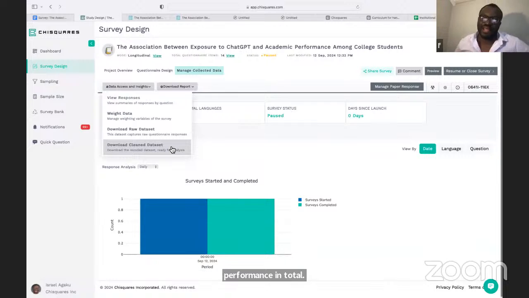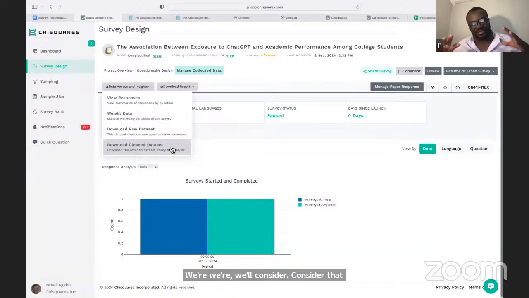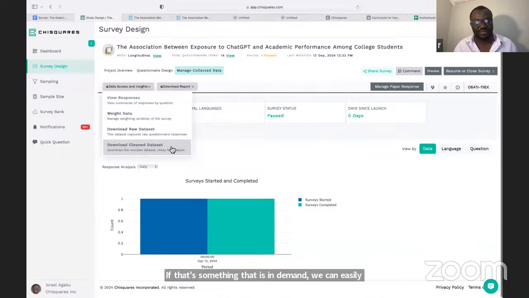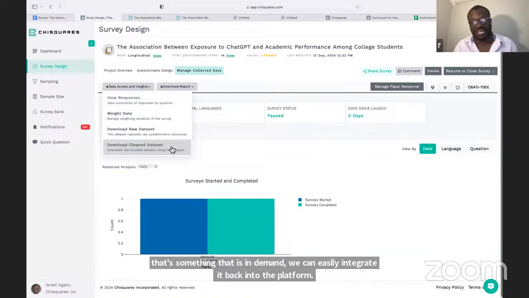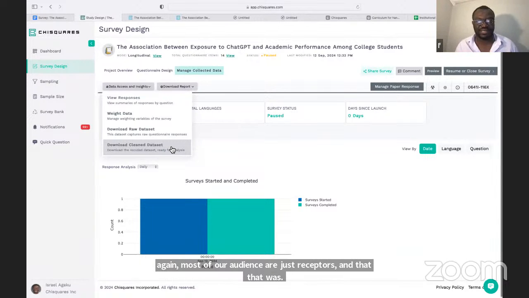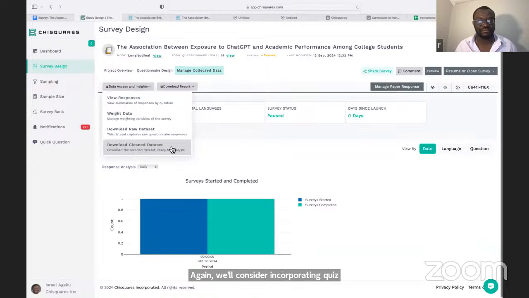Okay, yeah. We've considered integrating that, but since the Chisquares platform is more geared towards research, we decided that we'll prioritize other things. But if that's something that is in demand, we can easily integrate it back into the platform. So for now we do not support that, but it's a very low-hanging fruit. It's not challenging at all to build that. But again, most of our audience are researchers, and that was a bit tangential. We'll consider incorporating quiz modes into the platform.